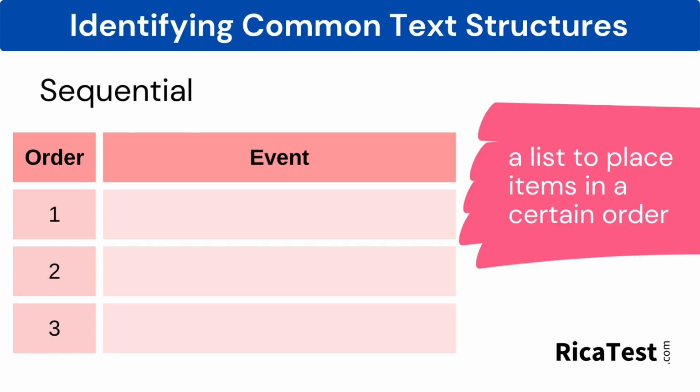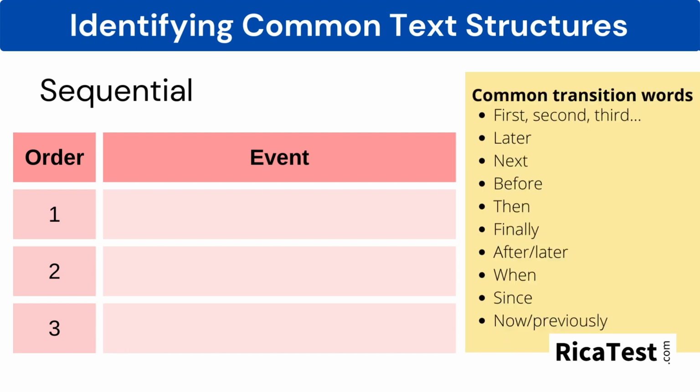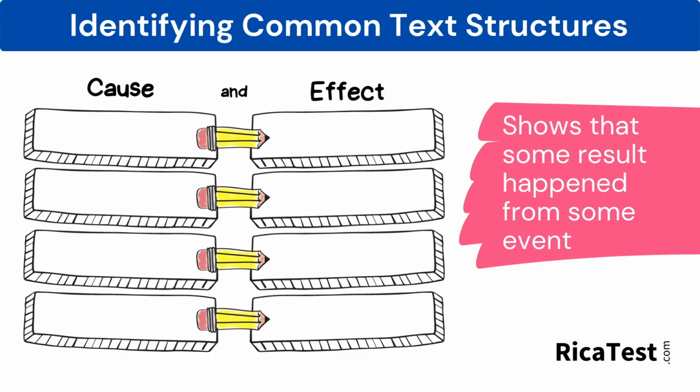Sequential is next, and this is what happens in sequence. So when the author uses a list to place items in a certain order. Common transition words and questions are the same as the ones mentioned in chronological. So here we have sequential, same ones as the last example. There we go.